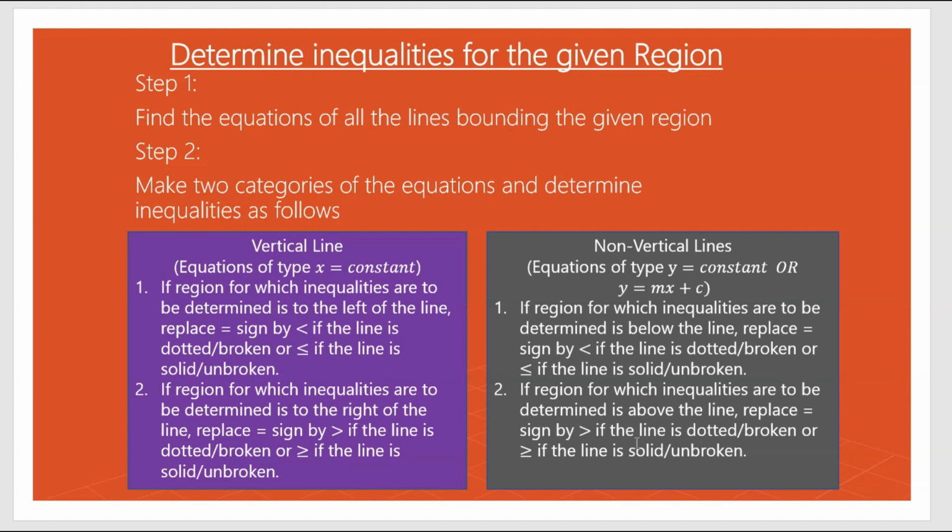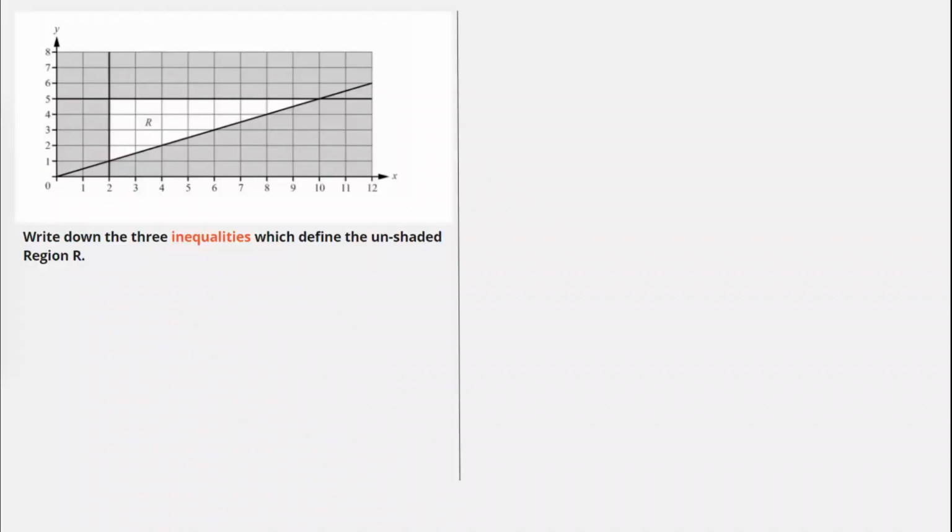And the second point is if the region for which inequalities are to be determined is above the line, then you replace the equal to sign by greater than if your line is dotted or broken, or you replace the equal to sign by greater than or equal to if your line is solid or unbroken. So these are basically two categories that you need to keep in mind when you are trying to determine the inequalities for any bounded region.